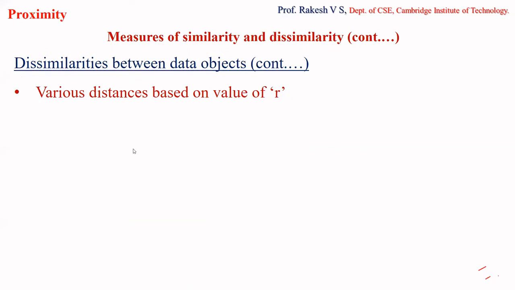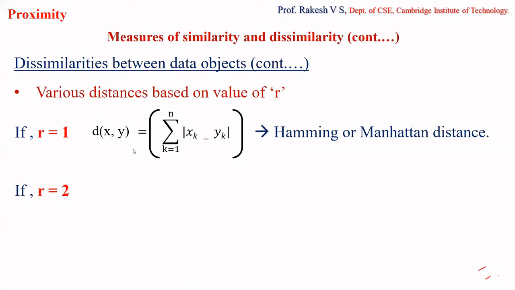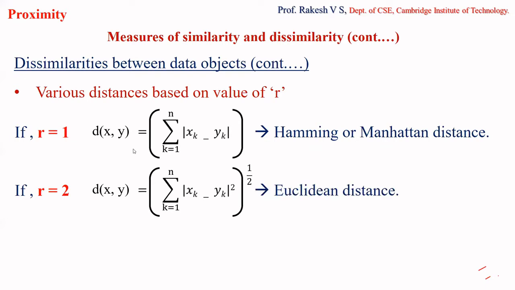There are different variations of this Minkowski distance based on the value of r. Suppose r is equal to 1, then the formula becomes like this. That is not an underscore there, it is minus. Correct yourself. When r is equal to 1, this is called Hamming or Manhattan distance. And when r is equal to 2, the formula changes like this, in which case it is called Euclidean distance.